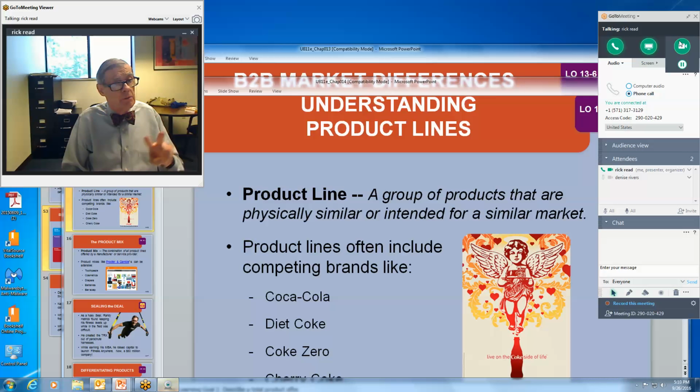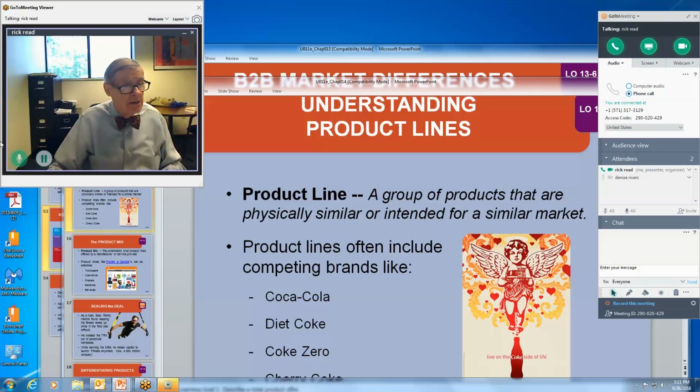Two things are apparent here. All of those products are physically similar. If we held each one of those four that are mentioned up, we would notice very little difference between them. Now, the Cherry Coke may have a slightly different color because of the cherry, but other than that, they're going to look the same. I didn't say taste, I said look. And they're intended for a similar market: those people who consume soft drinks or sodas. They're not intended for something else. Now, that's a product line.